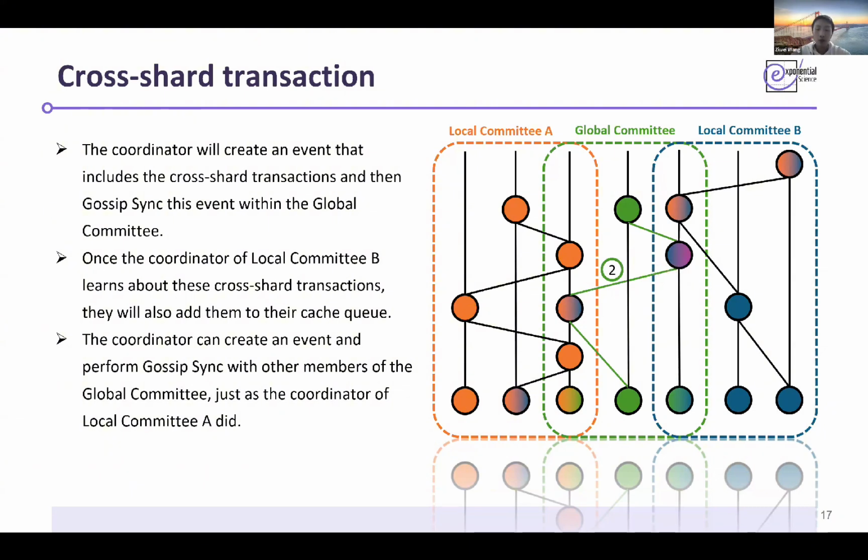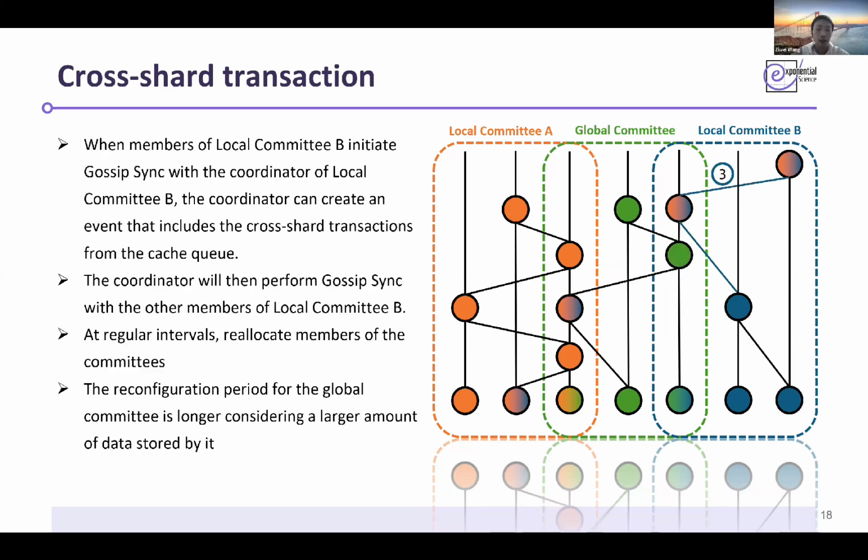The coordinator of local committee B learns about these cross-shard transactions. He will also add them to their queue. At this point, the coordinator can create an event and perform gossip sync with other members of the global committee, just as the coordinator of local committee A did.